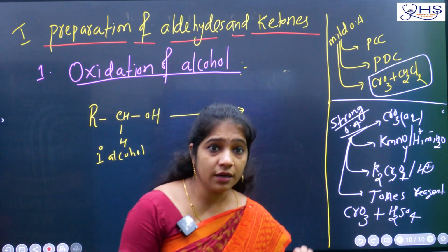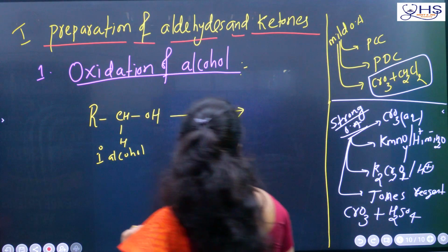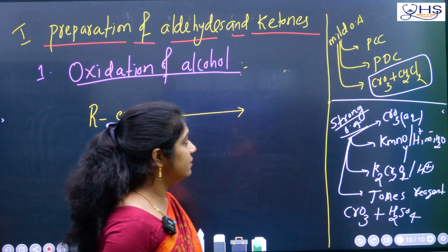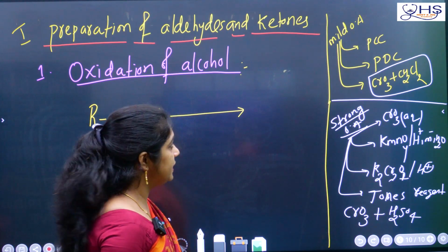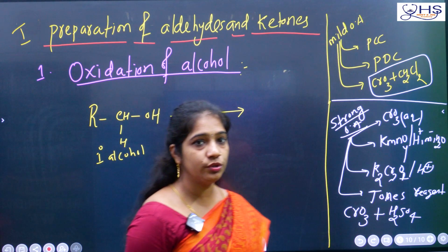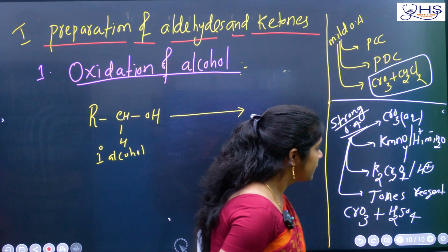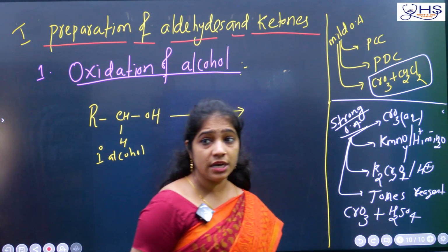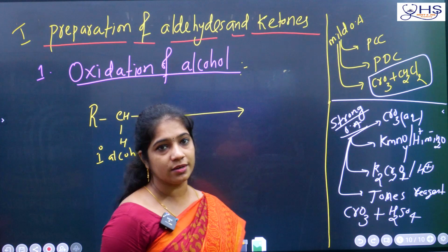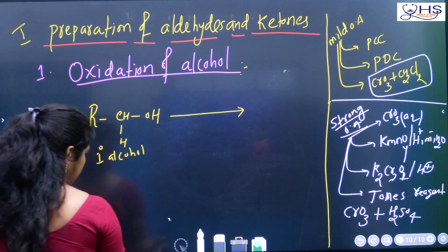See, knowing the function of a reagent in organic chemistry is very, very important. Now, PCC, pyridinium chlorochromate, PDC, pyridinium dichromate, and CrO3 plus CH2Cl2, these all are mild oxidizing agents. But KMnO4, K2Cr2O7 and Jones reagent or aqueous chromium trioxide, these are strong oxidizing agents. Now come to the hard part.